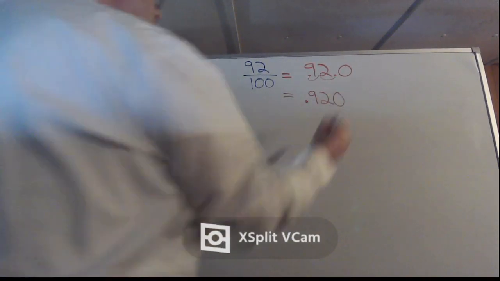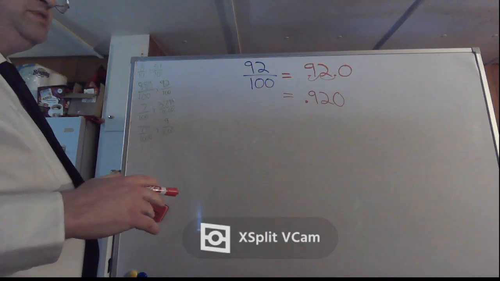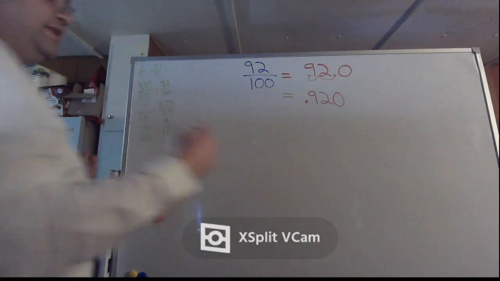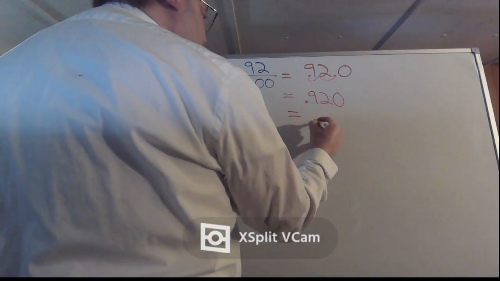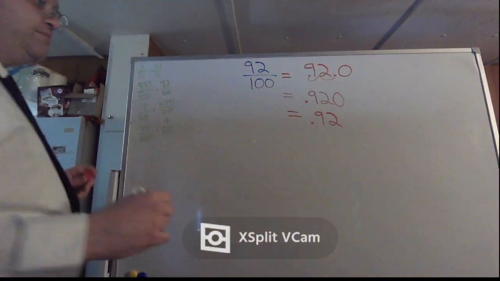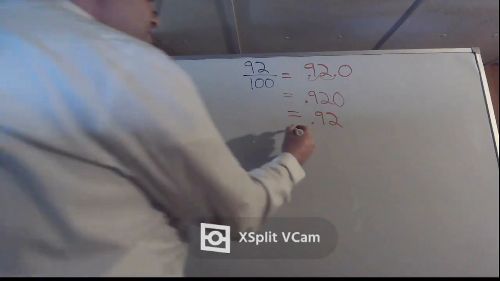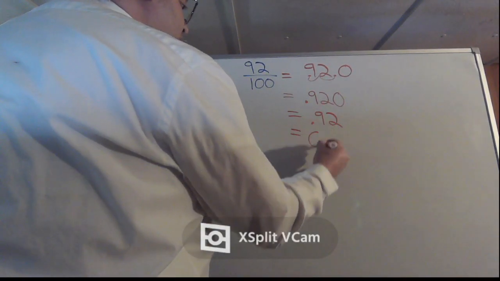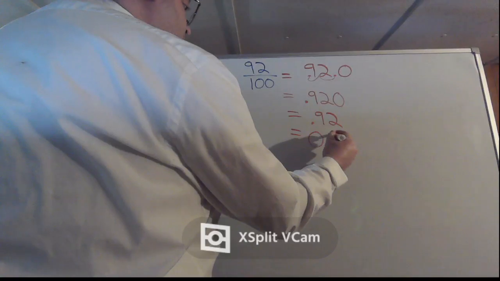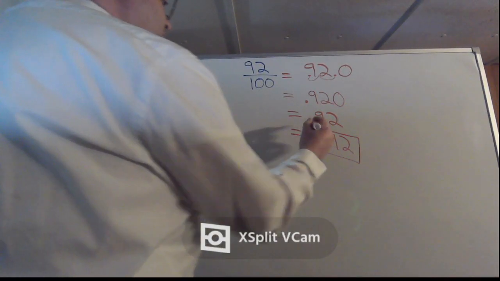0.920. Well, we have an unnecessary 0 in the thousandths place being a placeholder. We can truncate that, which will give you 0.92. And since you have a 0.92, that means you have a 0 in the ones place. So it would be 0.92. And that would be the answer you're looking for, 0.92.